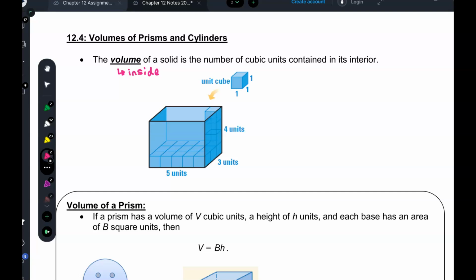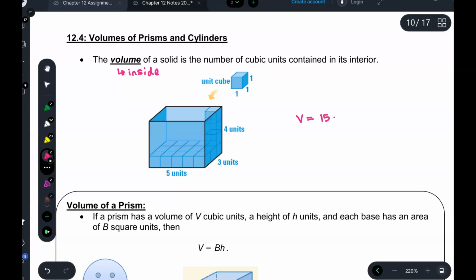So if we have, let's say this prism, we're asking how many cubes can you fit inside? If there's 5 units by 3 units, how many are in that first layer? 15. And then if you put another 15, another 15, and another 15, so 4 units high. Well, imagine each layer has 15. 15 times 4. So the volume here would be 60 cubic units, right?